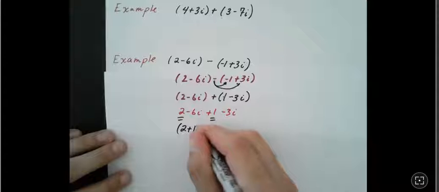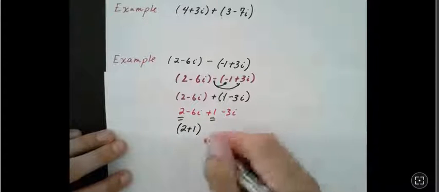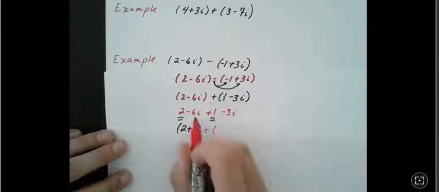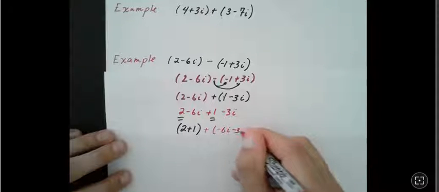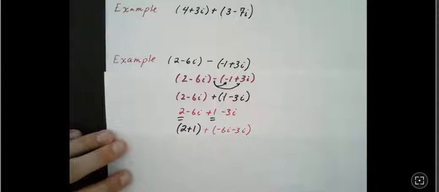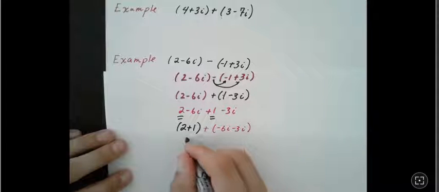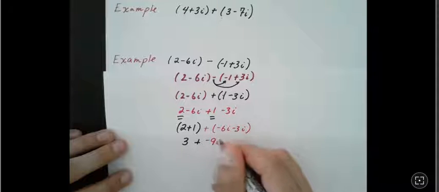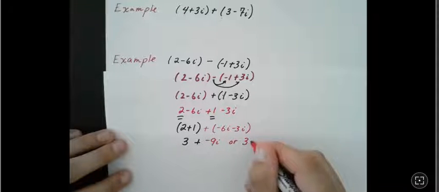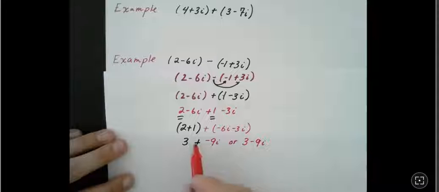I can choose to put in parentheses to block them. Plus, now I have minus 6i minus 3i. Minus 6i, take away 3 more i's. And then I get 3 plus negative 9i, or you could just write 3 minus 9i. Either way, you got the right result.